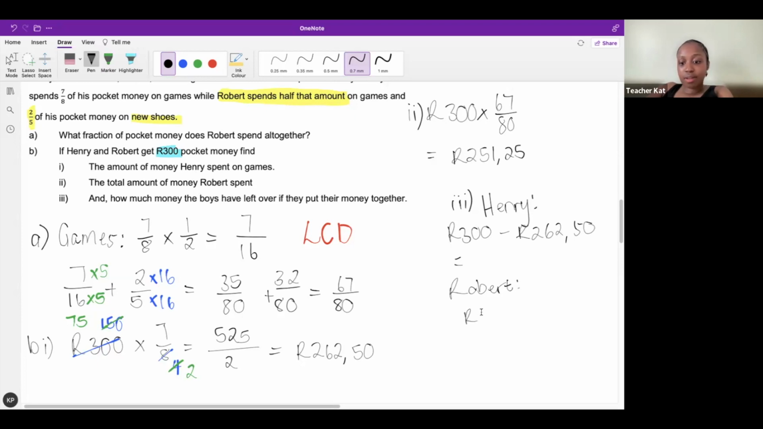How much does Henry have left? 37 rand 50. And Robert, on the other hand, spent 251 rand 25 cents. So how much does Robert have left?